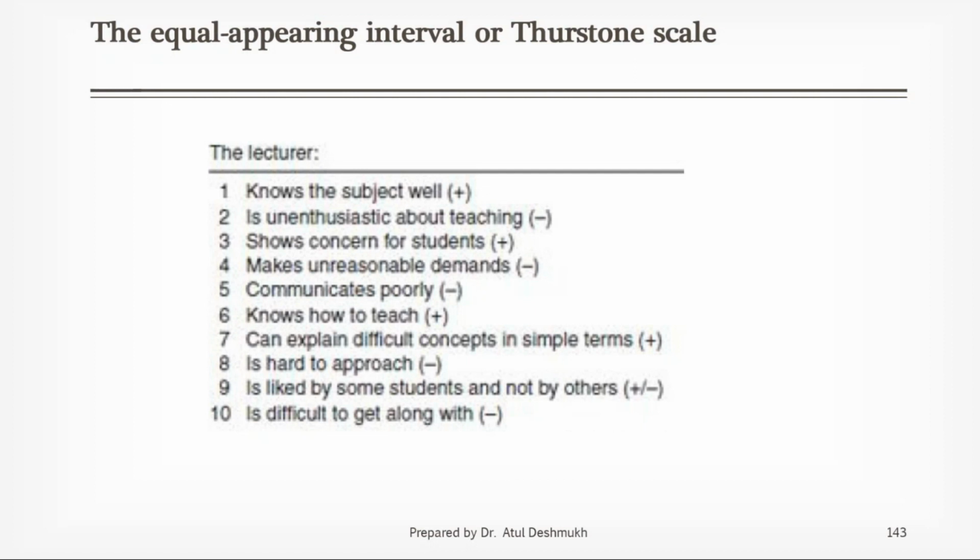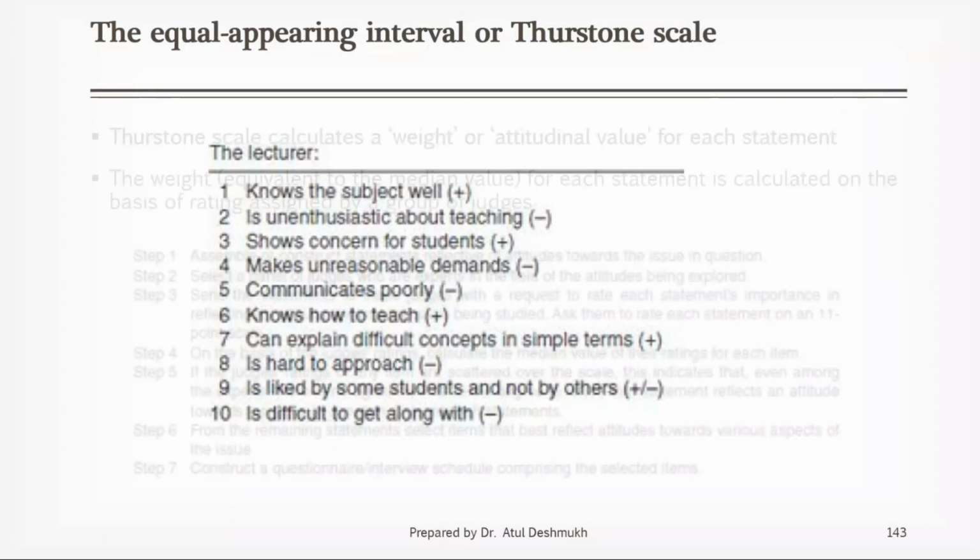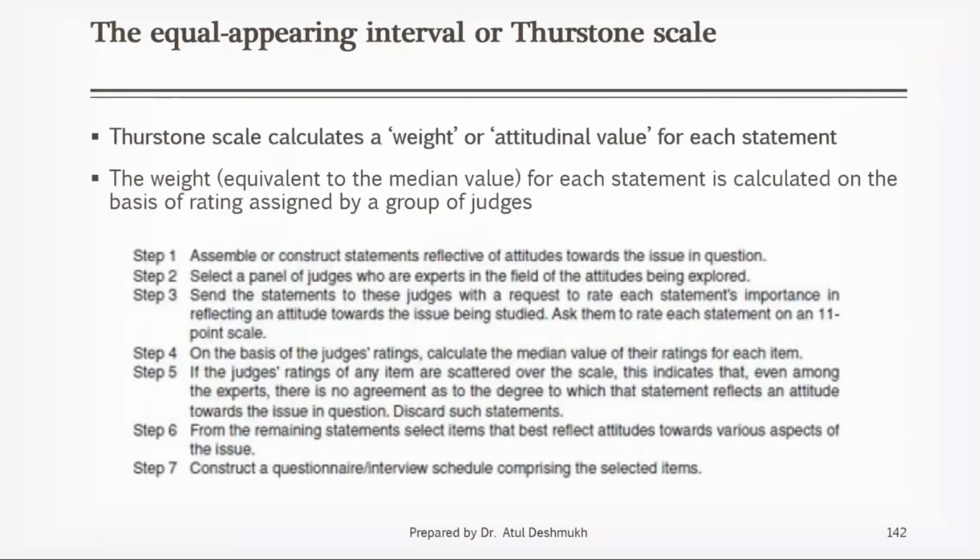Okay, which will help you to achieve your objectives, which will help you to fulfill your objective to the greatest extent. Right? So Thurstone scale calculates a weight or attitudinal value for each statement, which is not the case in Likert scale. The weight is equivalent to the median value.